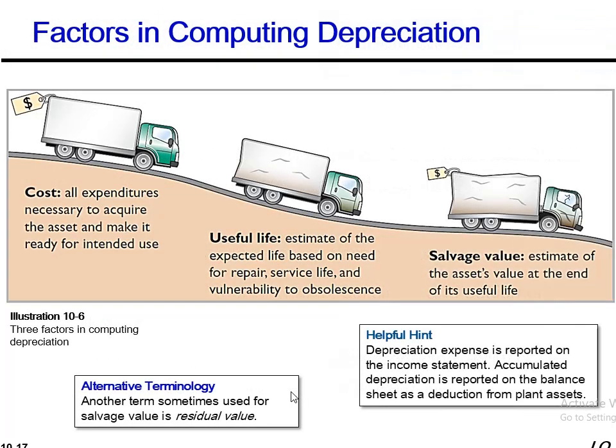We need some variables to calculate the depreciation expense. So what are those factors? We need cost. What is cost? Just now in learning objective number 1, we learned how to calculate the cost. The formula was all the expenditures which are necessary to purchase an asset and make it ready for its use. Right? This is what we were doing.